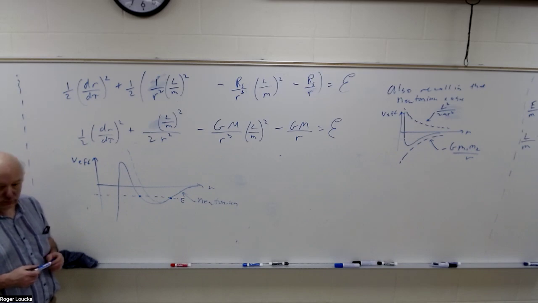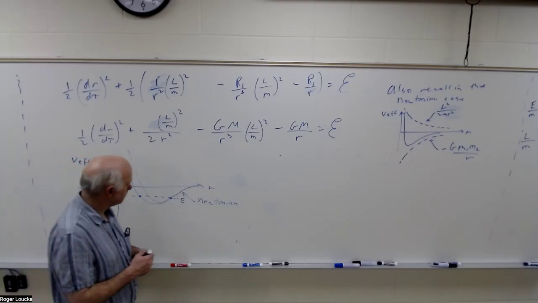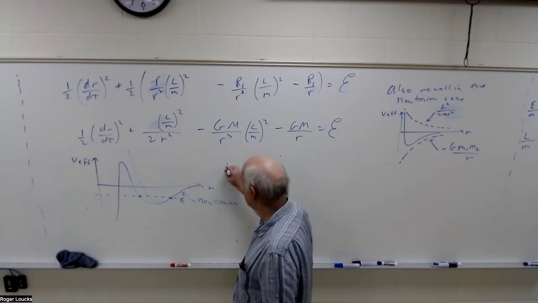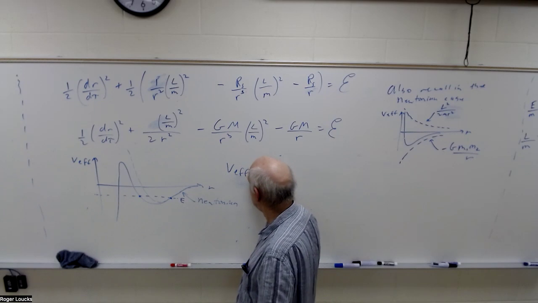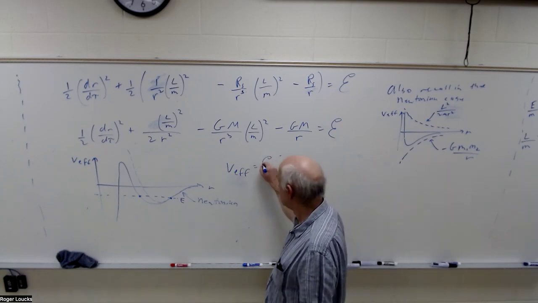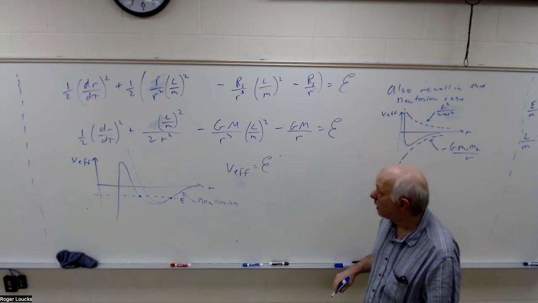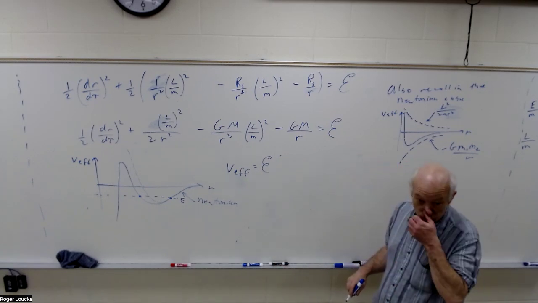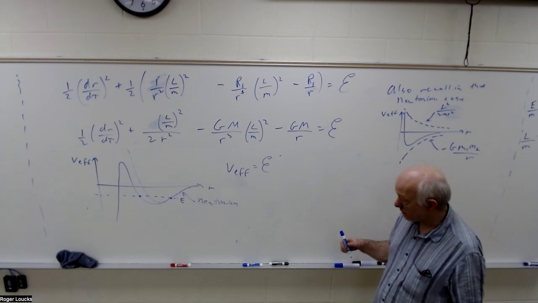You just solve for R, because you know your E. What would have to happen here? The V effective would have to equal E. And you can actually solve for that value, so you can find those two points here.